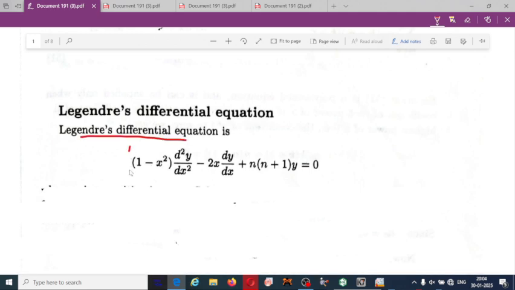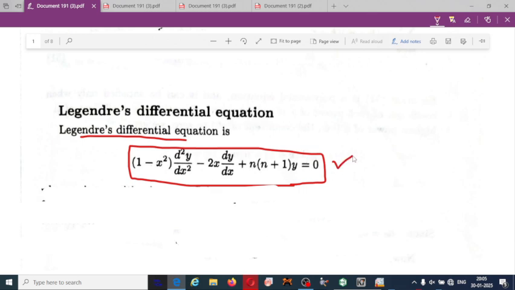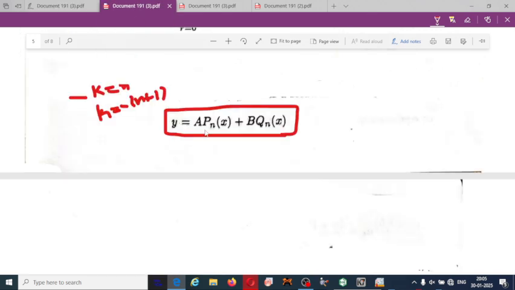As you can see, this is the standard equation for Legendre's differential equation of second order. It is given by (1 minus x square) d square y by dx square minus 2x dy by dx plus n into (n plus 1) into y equal to 0. The solution of this Legendre's differential equation of second order is given by y equal to a into Pn of x plus b into Qn of x. So the complete solution consists of two functions, Pn of x and Qn of x.